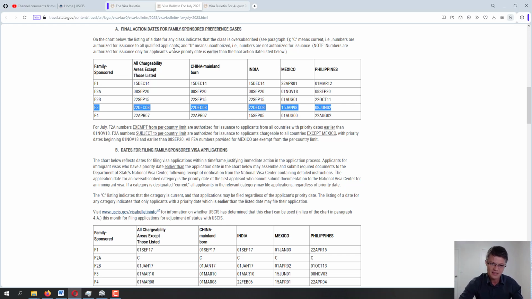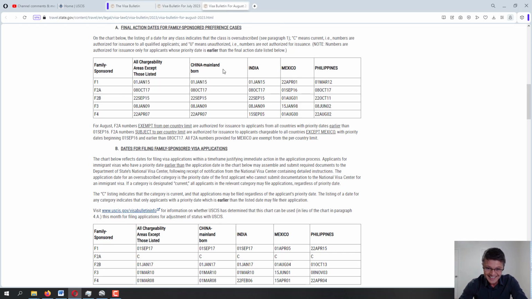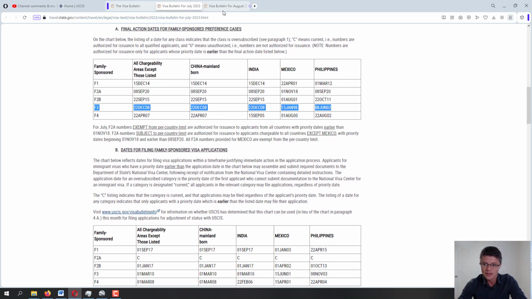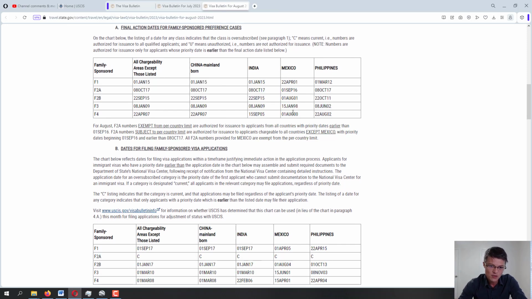and definitely better than not a very good movement like we've seen on F2A. It's not just not very good, it's bad. It's really bad. It retrogressed big time. Okay, moving further to China, 22nd December 2008. Okay, the same thing for China, the same thing for India. Unfortunately, no movement whatsoever for Mexico for F3 category, and then the Philippines, no movement for Philippines either.